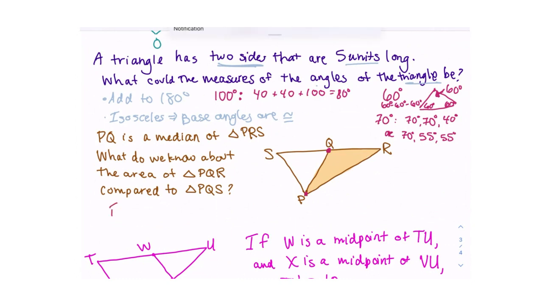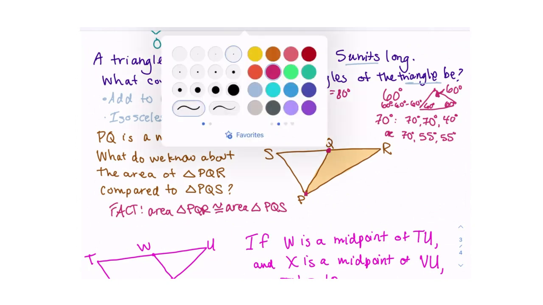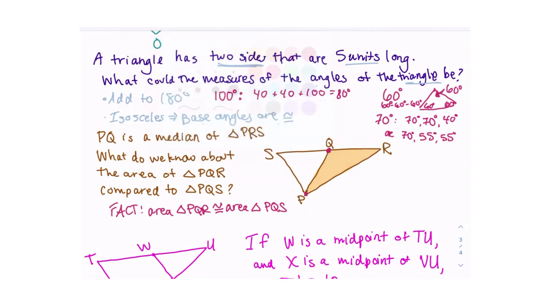The fact is that the area of triangle PQR is congruent to the area of triangle PQS. Weird, right? And let me just share the idea behind it, the proof behind it, like a quick proof. Do you remember the formula for the area of a triangle?